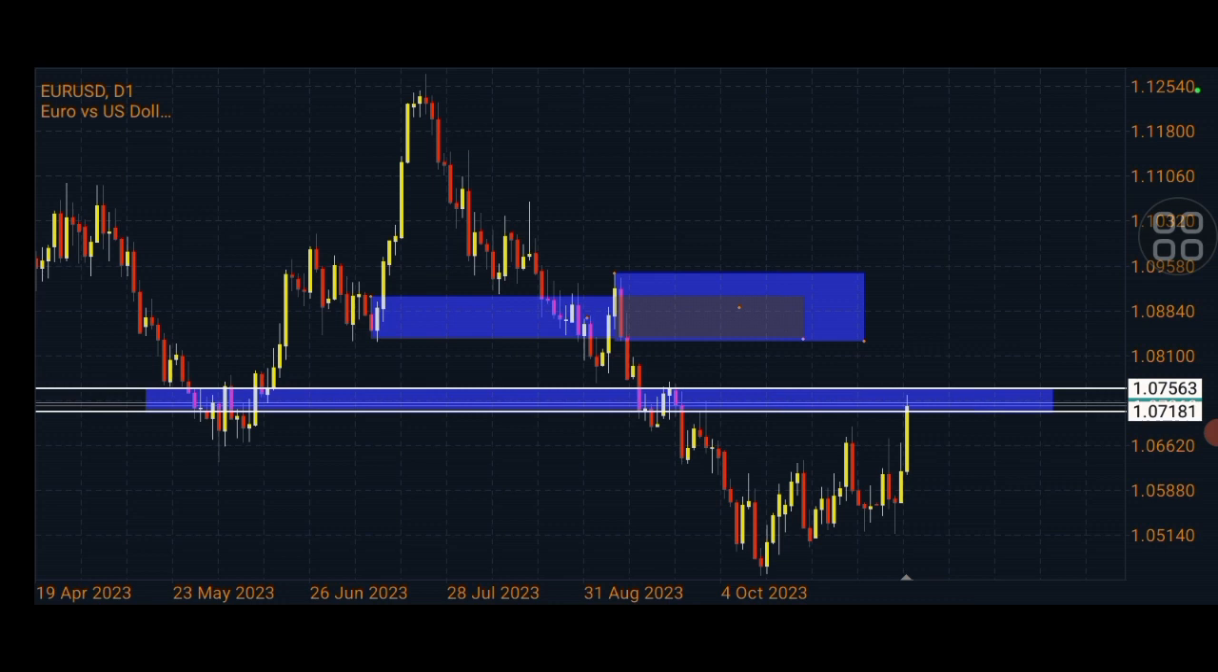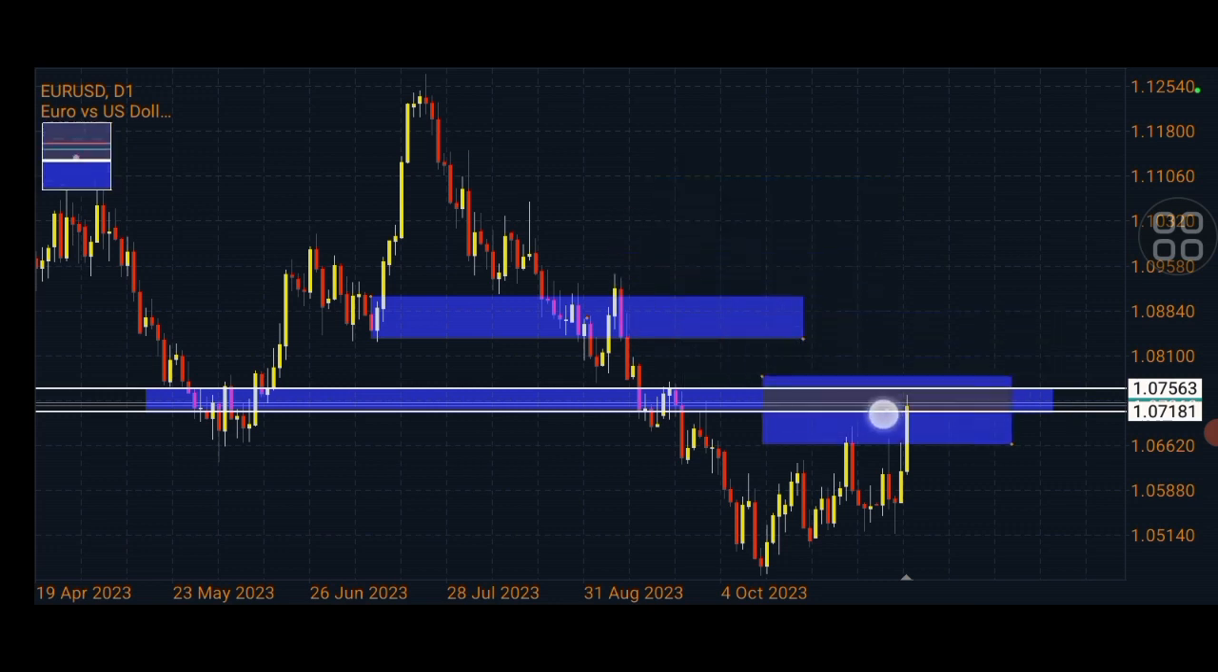So now let me go up and go down also to look for other partial zones that we're going to use for buy and sell. If this one breaks, we are going to look for orders around here.